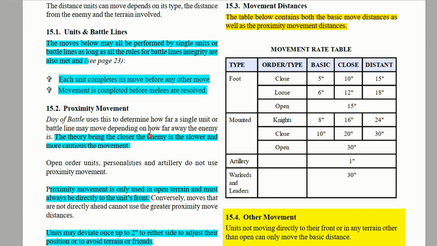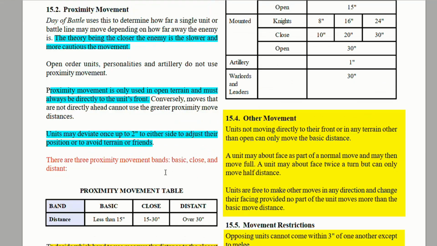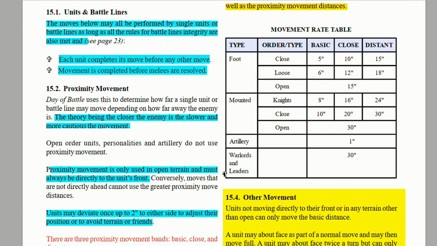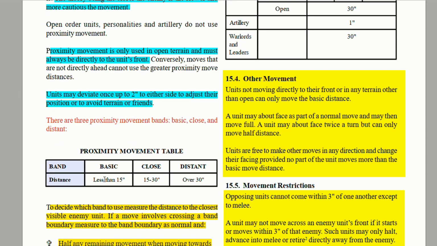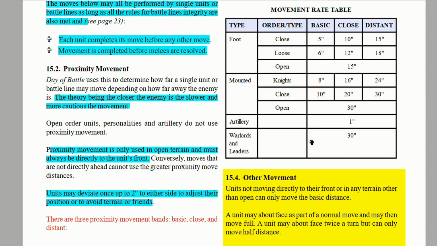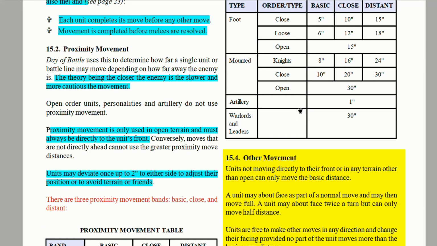Here's movement. Movement is very interesting and innovative. It's based on a proximity rule. Each unit here you can see has a movement rate, but depending on the distance he's from the opponent, and you have three distances: close, distant, basic. 30 inches, 15 to 30 inches, and less than 15 inches, his movement is reduced. It's considering that while you're closing against your enemy, you're closing ranks, you're preparing to fight, so you're going slower. This proximity rule also is in other rule sets. I like this type of philosophy.